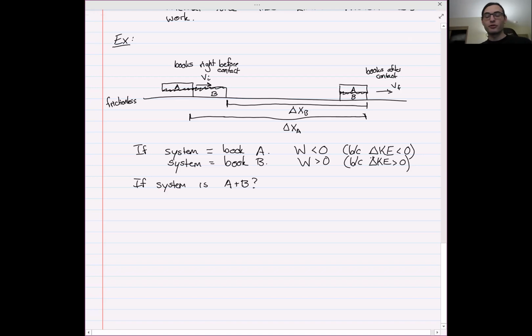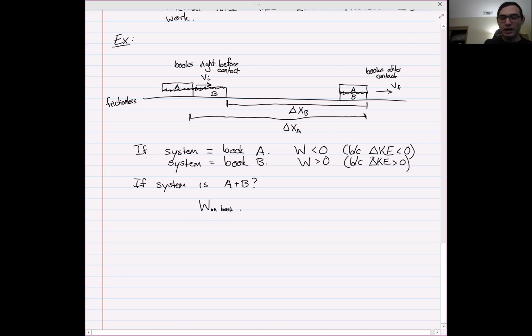So in that case, the friction that was the source of external work when we were just considering either book A or book B, because the friction was coming from the other book. In this case, now the friction is internal to the system, right? Because the friction is just between books A and B, and those are both part of the system. So we can figure out what we need to include in our energy conservation equation by considering the work on both book A and book B, and then adding them together.